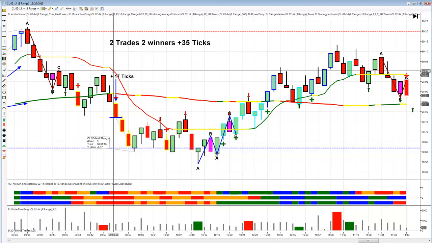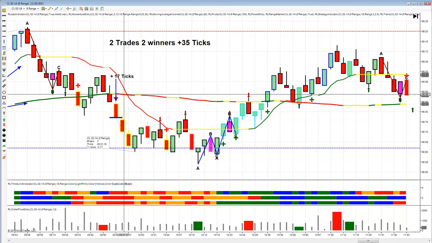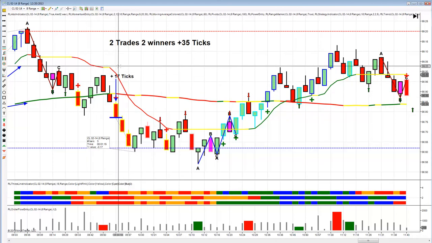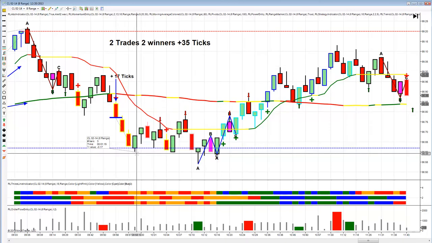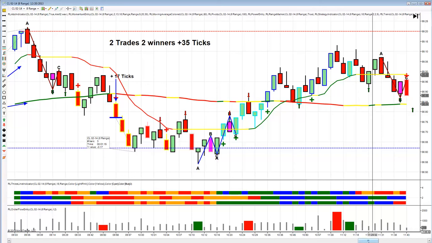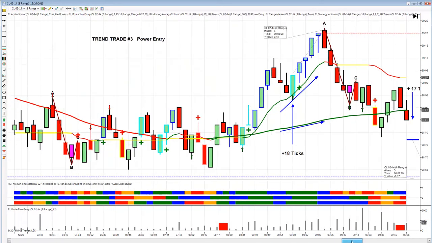And if the 15 is pressing down against the trade, it's even better. If the 50 is flat and way above the trade, it's still a great trade. And here, down we go for 17 ticks. And we could just find these trades over and over again.